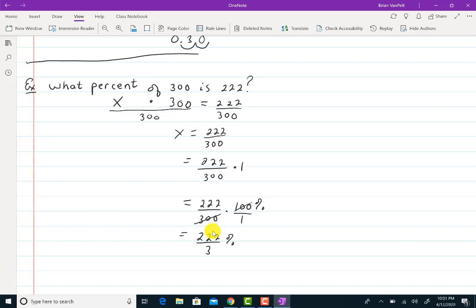Now that's a very weird kind of answer, but it's correct. If I want to get it into a more reasonable answer, probably one that is more likely to be accepted by your instructor, I would do 3 goes into 222. And when you're doing this, 3 goes into 22 7 times, and then 3 goes into 12 exactly 4 times. So look at that. Our answer then is 74%.